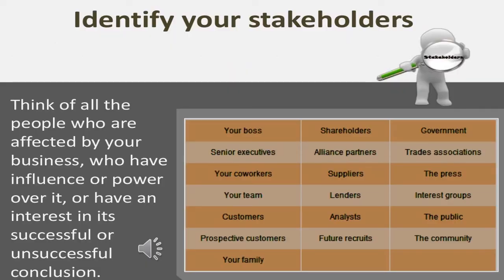Now, children, identify your stakeholders. Think of all the people who are affected by your business, who have influence or power over it, or have an interest in its successful or unsuccessful conclusions. That is, your boss, shareholders, government, senior executives, alliance partners, trade associations, your co-workers, suppliers, the press, your team, lenders, interest groups, customers, analysts. Then there is the public, prospective customers, future recruits, the community, or your family. All of them are somewhere or the other involved in the decisions of the stakeholders. We need to identify what kind of stakeholders they are.